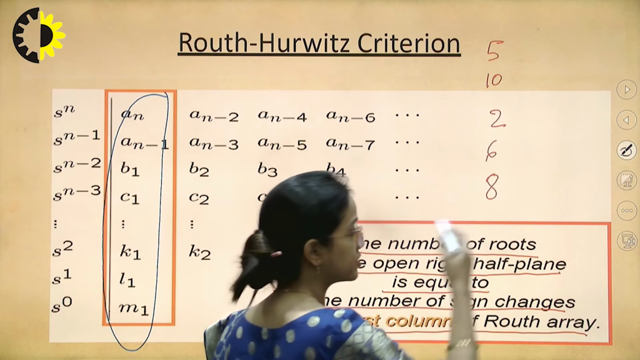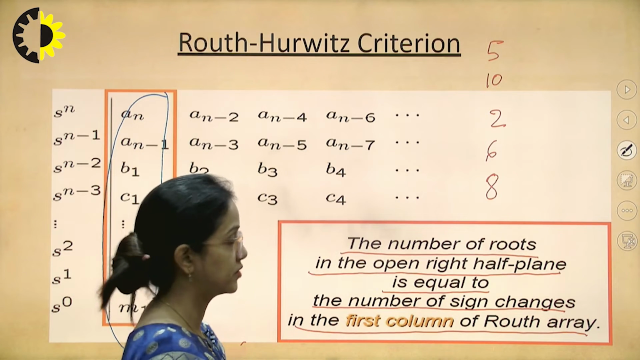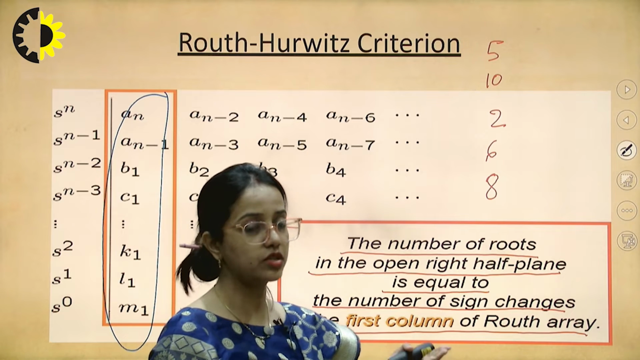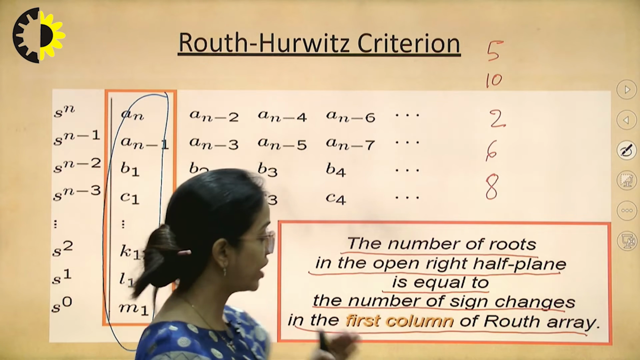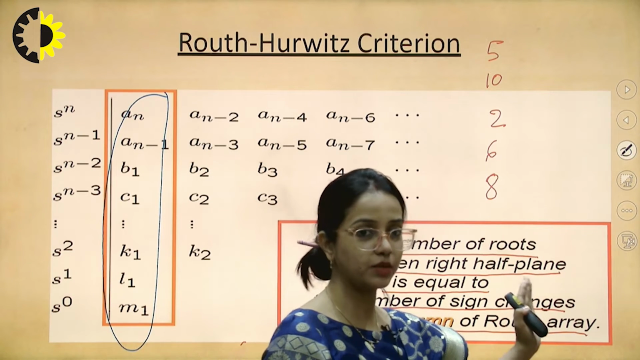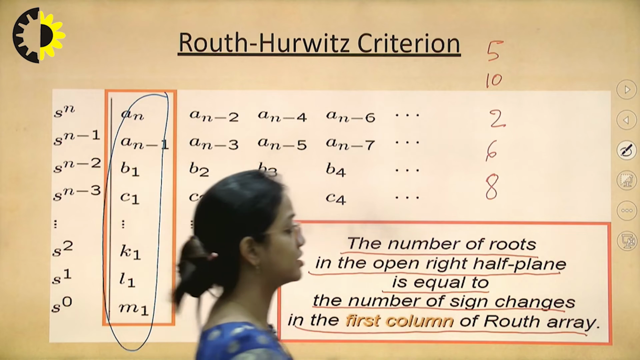How many times is the sign changing? There is no sign change, so the answer is 0. The sign is changing 0 number of times, so we have 0 roots on the RHS. So the system becomes stable. Let's take another example.